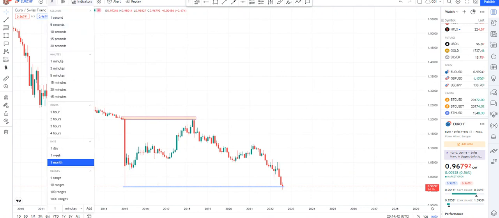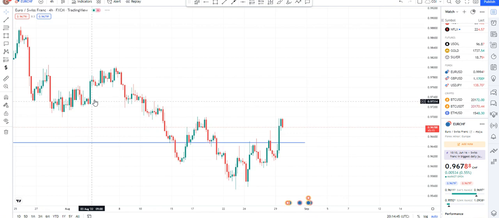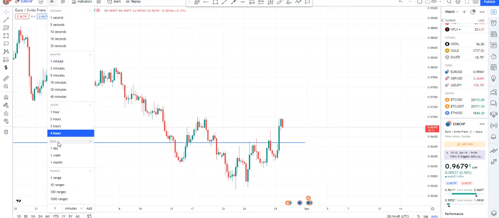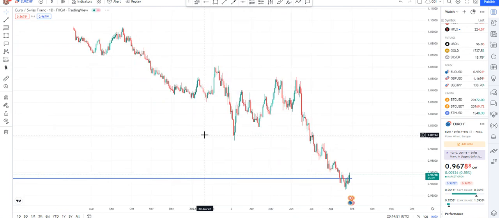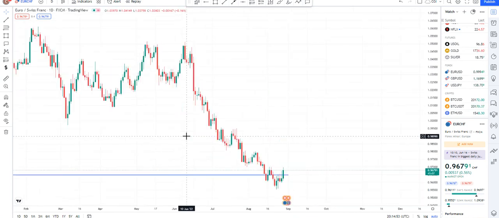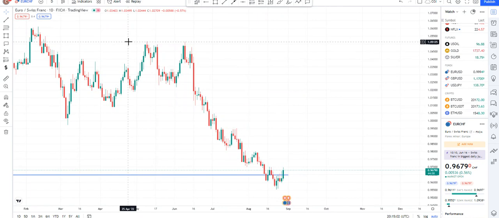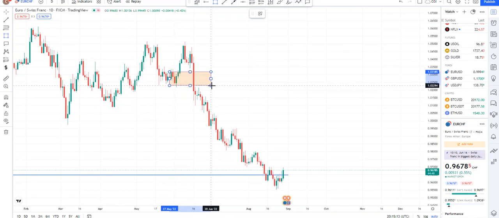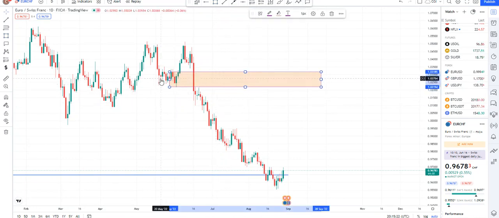All right, so to go down to 4 hours is too far. Go down to the daily first. Daily. All right, so this is what's happening on the daily charts. So we started from, this looks like a mitigation block, but I don't know. We have this place right here. Price has never really mitigated that area enough for me, right?